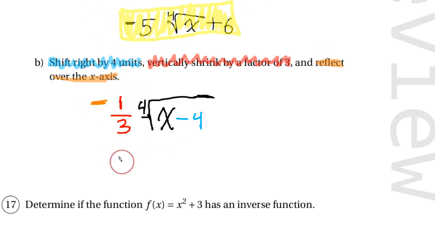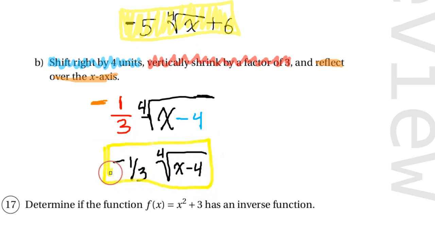So writing all of this in one solid color again, it's going to be -1/3 4th root of x minus 4. And highlighting my answer there. Voila.